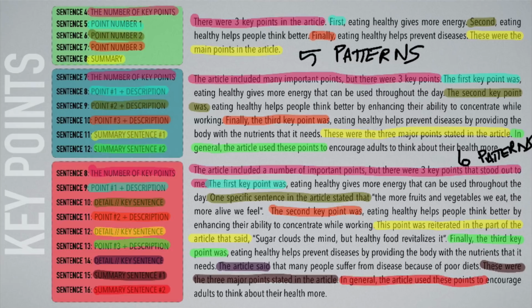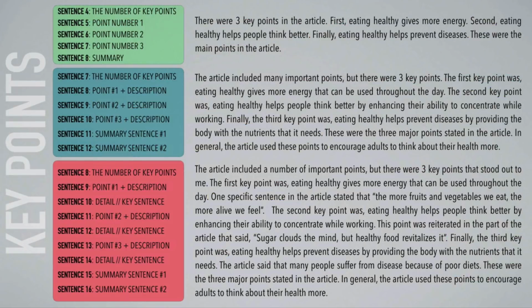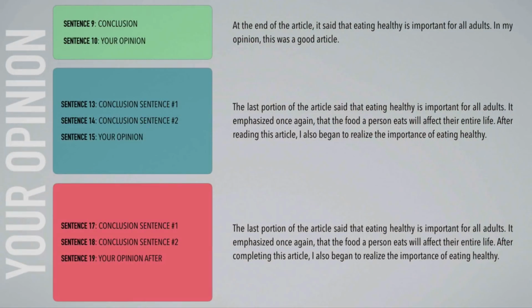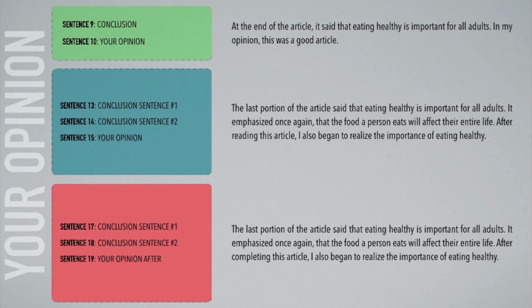So for the advanced level, we have a total of 9 different patterns. Okay, beginner level, we have 5. Intermediate level, we have 6. And the advanced level, we have 9. And finally, the last section. Okay, now the final section for your summary is going to be your opinion.